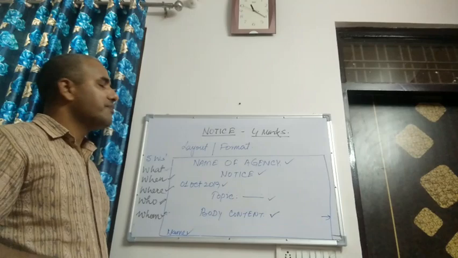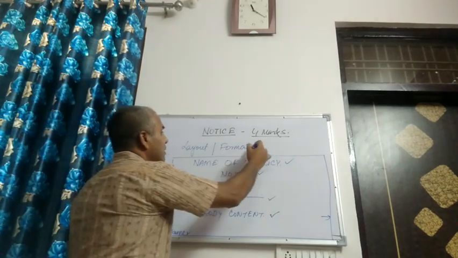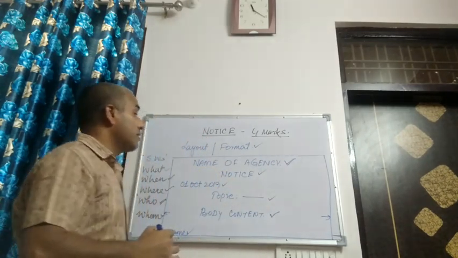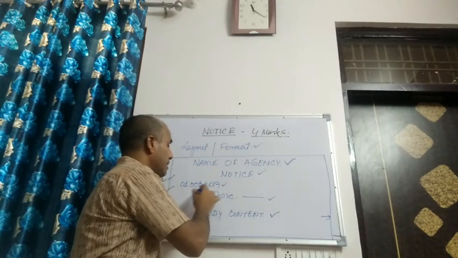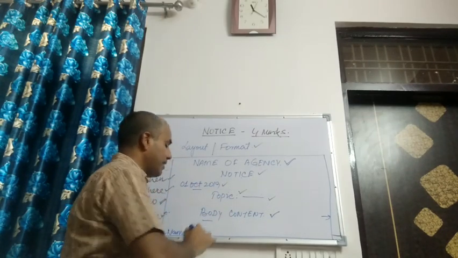Let us revise it. In the notice you will write first the name of the agency, then notice, then date, topic of it, body content, and name of the person.